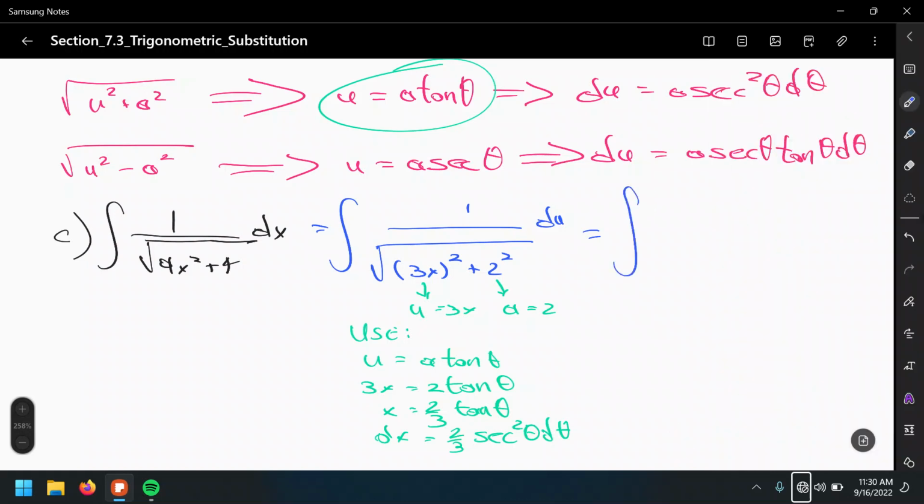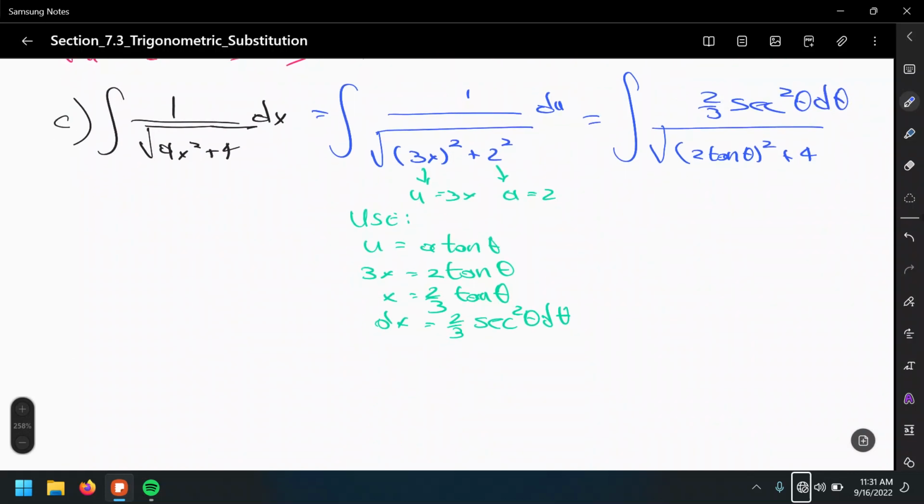Now, that's going to be the integral of the square root of the 3x quantity squared. That is, the 3x quantity is 2 tangent theta squared, plus 4. And the dx is going to be 2/3 secant squared d theta. All right, let me continue over here. So this 2 squared is going to be the square root of 4 tangent squared theta plus 4, and 2/3 secant squared d theta. Yes, square the tangent.